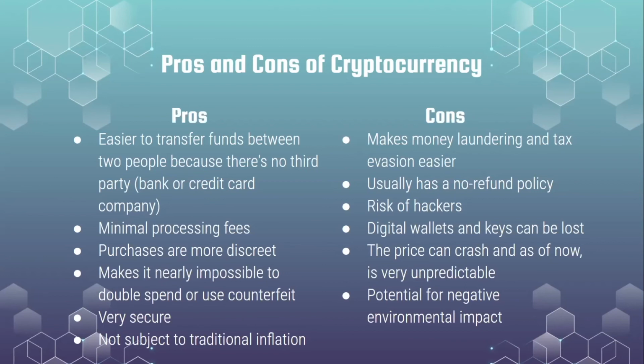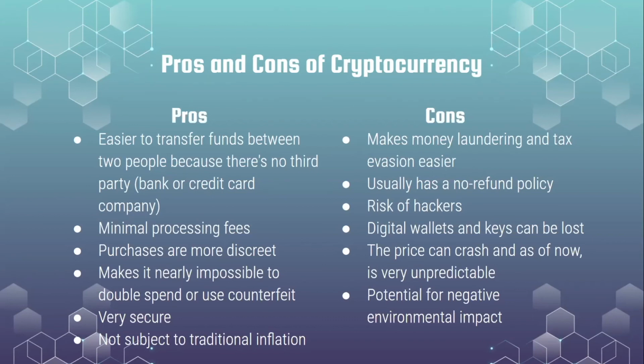If you've been keeping up with the news lately, I think it was maybe a month back, there was the oil pipeline hack in the northeast of the United States, and the people who had hacked were asking for Bitcoin because it's a bit more secretive and they could get away with it a bit easier that way. Another con of Bitcoin is that it usually has a no refund policy.